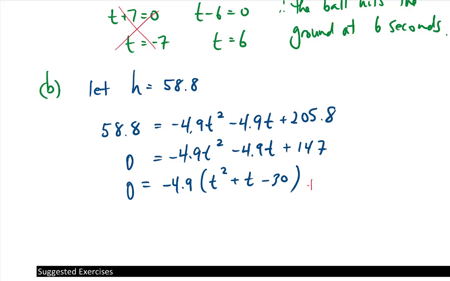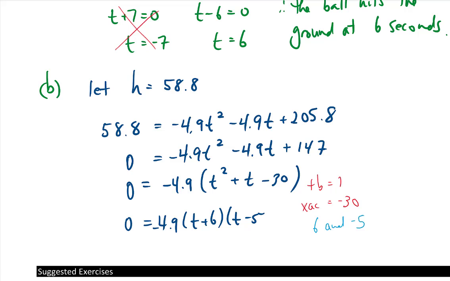So again, I need two numbers that add up to 1, but this time multiply to -30. So our magic numbers here are going to be 6 and -5. So our factored form for this expression is -4.9 times (t plus 6) times (t minus 5). And again, we see that our two roots are t equals -6 and t equals 5. We're not going to go back in time, so we're going to say that the ball reaches that ledge at 5 seconds.